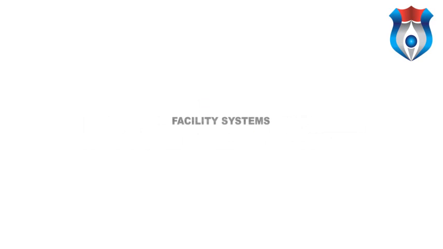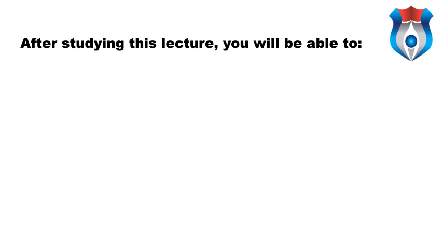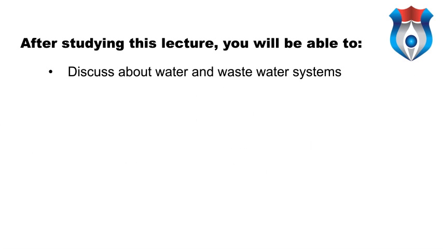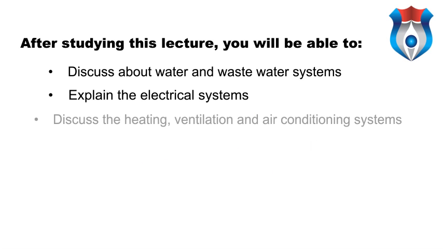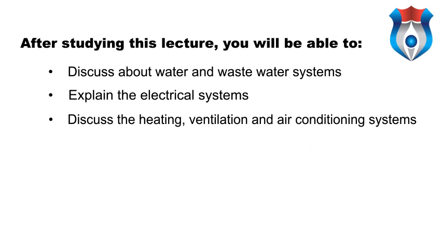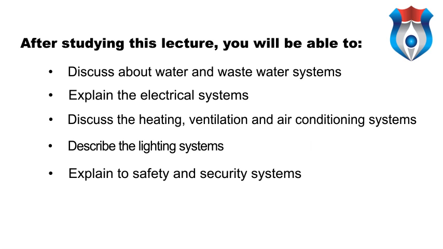Hello students, welcome to the lecture on facility systems. After this lecture we will be able to learn the following objectives: discuss water and wastewater systems, explain the electrical systems, discuss the heating, ventilation and air conditioning systems, describe the lighting systems, and explain safety and security systems.